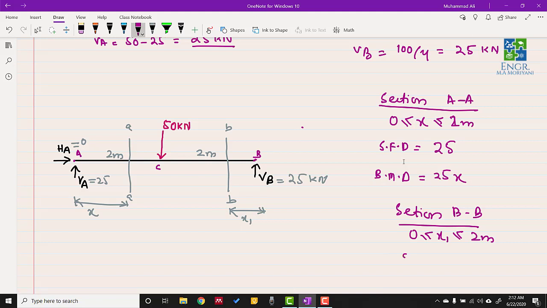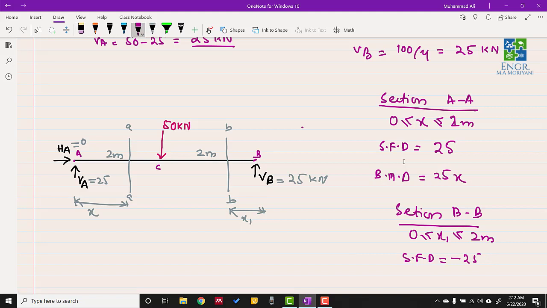So for the shear force diagram, because we are considering the right portion of the beam, in the right portion we have only one force VB, which is directed upward. And in the sign convention, we know that if we are taking the right portion of the beam, upward forces are considered to be generating the negative shear force. So this will be basically minus 25.